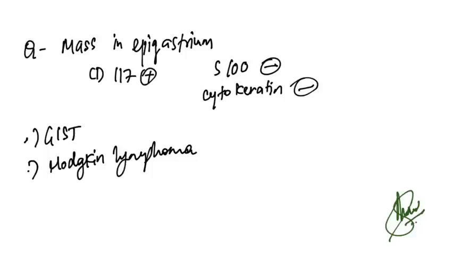Now, there is a patient with a mass in the epigastrium, with CD117 positive, S100 and cytokeratin negative. So what will be your diagnosis? Mass in the epigastrium, near the stomach, so GIST is the answer, and CD117 is present in GIST.